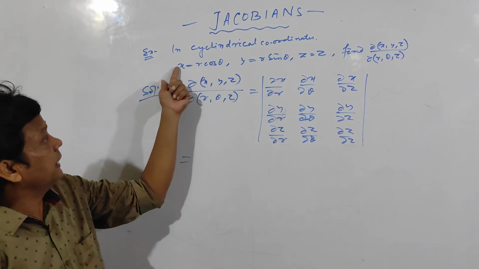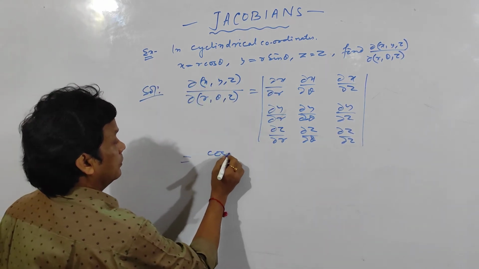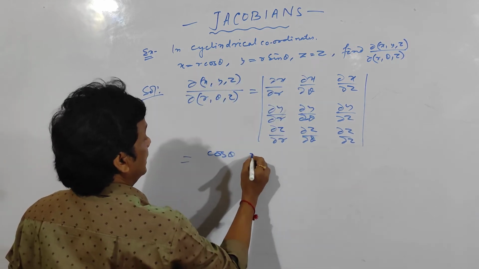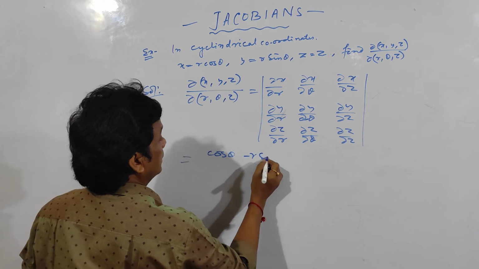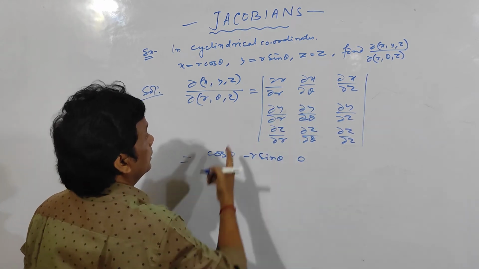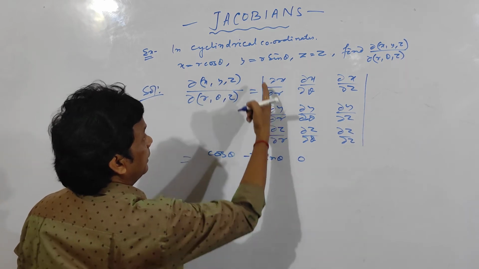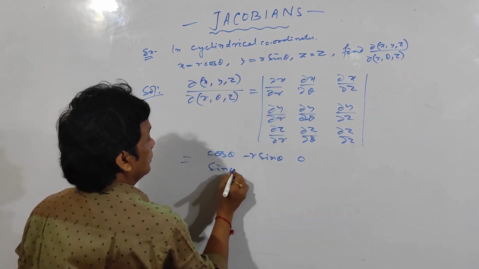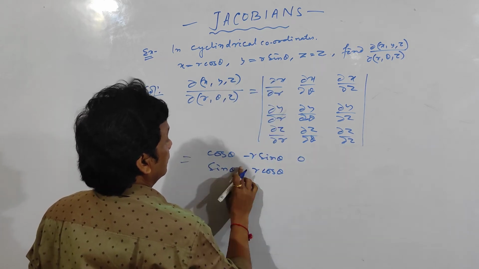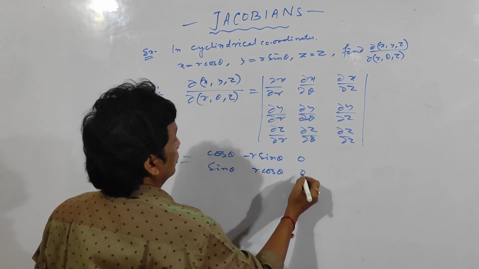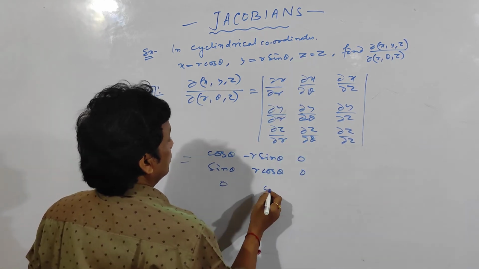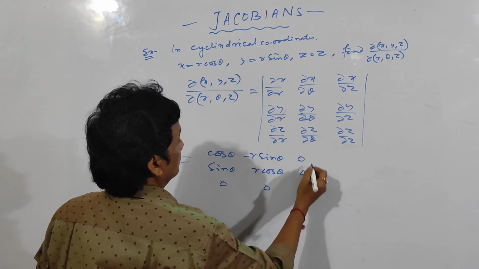Del x by del r, it is cos theta, del x by del theta, it is r, del of cos theta is minus sin theta, and del x by del z is 0. Then the second part, del y by del r, it is sin theta, and del y by del theta, it is r cos theta, and del y by del z, it is 0. Del z by del r, it is 0. Del z by del theta, 0. Del z by del z, it is 1.